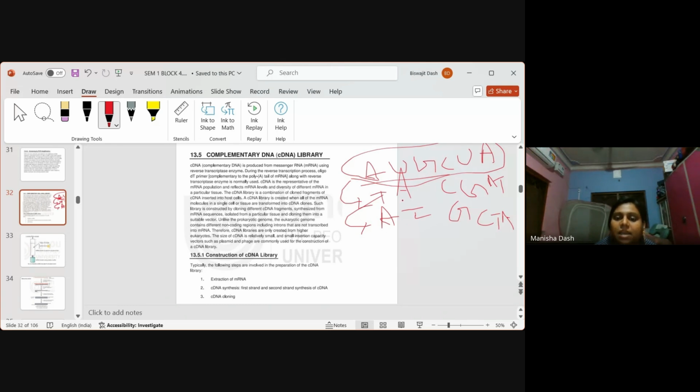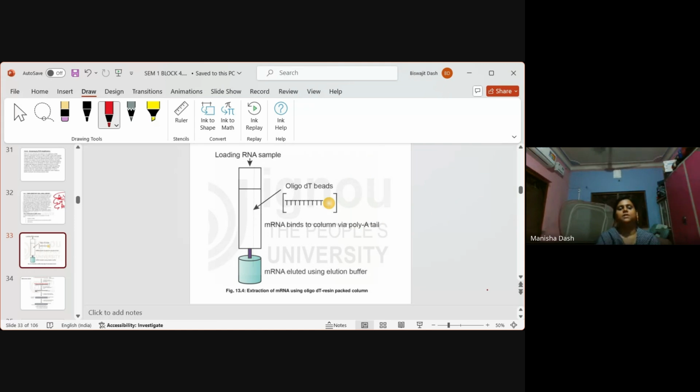And this DNA will be further cloned or amplified and stored. So this is what is called a cDNA library, complementary DNA library. So this is the way by which you can isolate the mRNA.